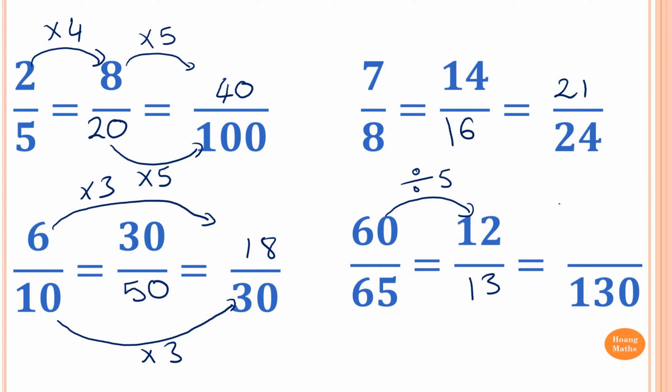Now, from 13 to 130, so it's times by 10. So therefore, to get this number here, 12 times 10. So 12 times 10 is 120.